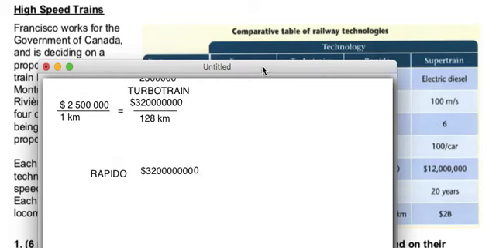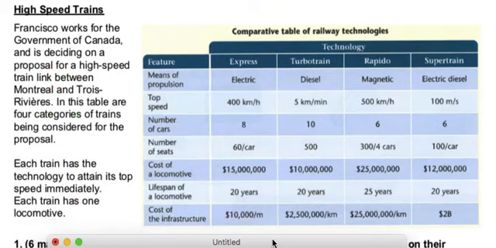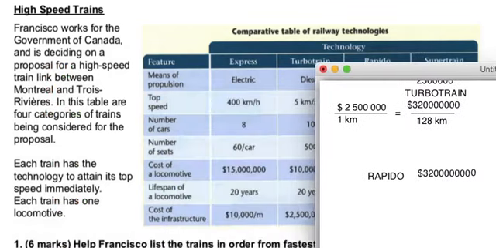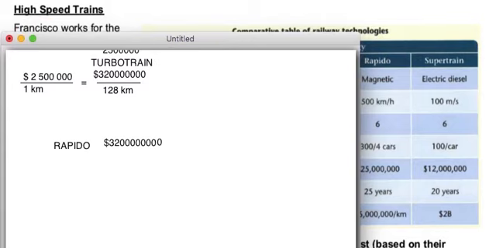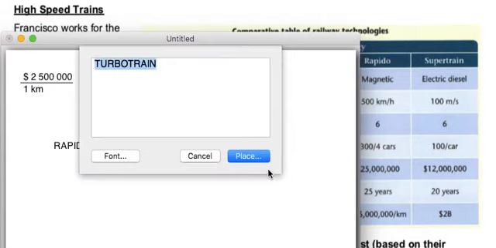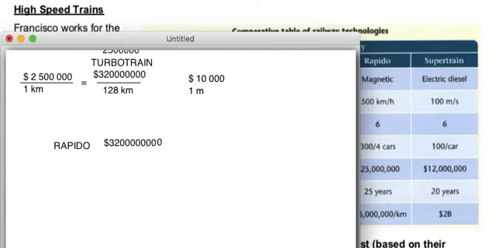Now I mentioned that the hardest one is going to be this guy here, the Express, just because there's a little bit more work to do. It's $10,000 per meter. So let me write this out. $10,000, again, remind myself, $10,000 per 1 meter. I'm just reminding myself that I can turn this into a fraction. And then I've got to get an equivalent fraction that will be for 128 kilometers. So how can I do this?